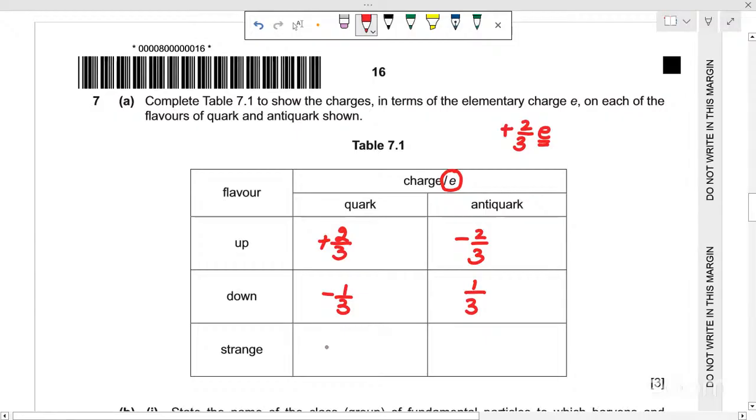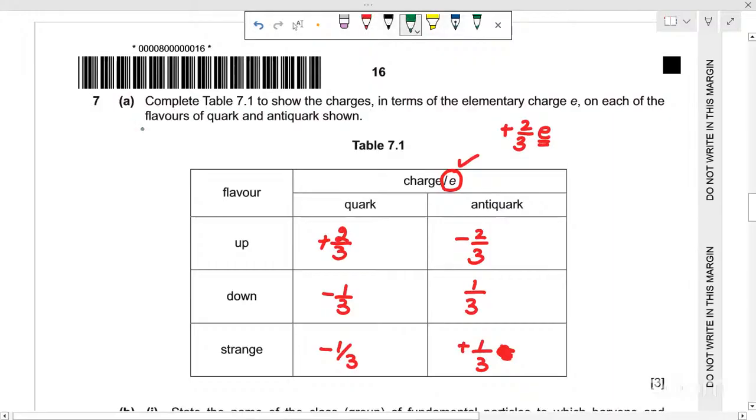The charge of strange is negative 1 by 3, and the charge of strange antiquark would be positive 1 by 3. So very simple, very simple. Sorry, I should not mention e over here because this is mentioned in the heading.